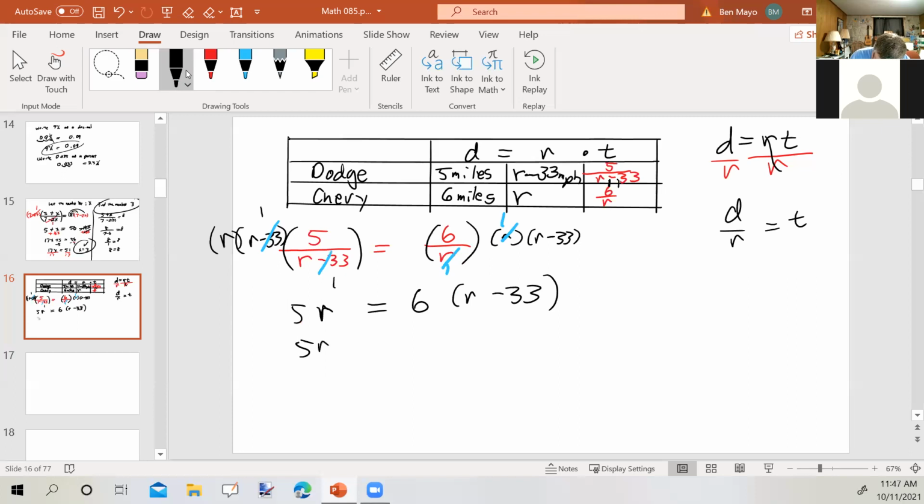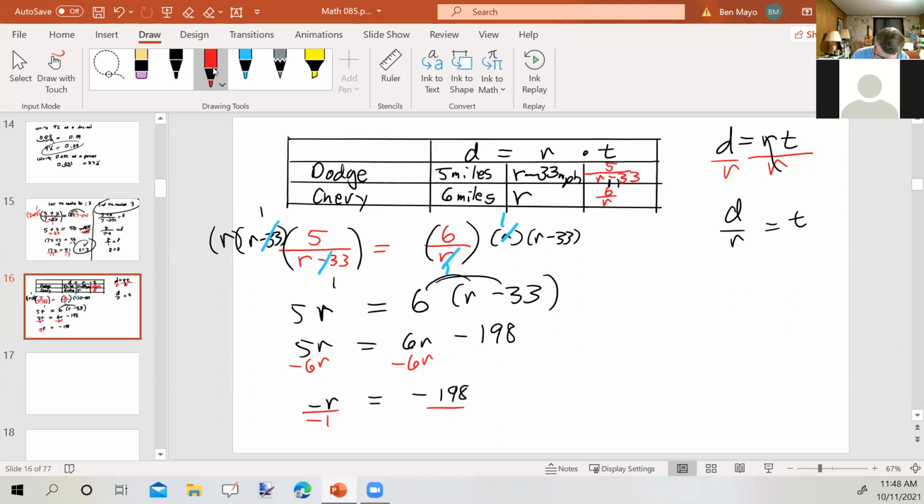Going on, I get 5R equals 6R minus 198, 33 times 6. I'm going to subtract 6R from both sides of the equation. Negative R equals negative 198. Divide both sides by negative 1, R equals 198. And that's 198 miles per hour.